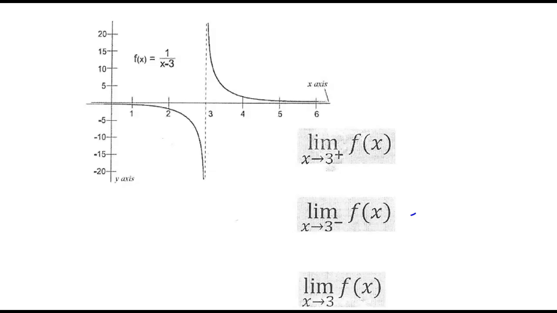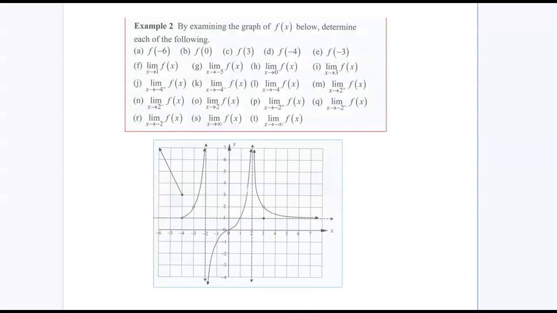Okay, taking a look at the next example, we want the limit as x approaches 3 from the positive side. Well, from the positive is the right side of 3, and that graph is going on forever and ever in the upwards direction, so it's going to positive infinity. Coming from the left side of 3, the graph is going down, so it's going towards negative infinity. So if I asked you for the limit as x approaches 3, you would say it does not exist because the limit from the left doesn't equal the limit from the right.